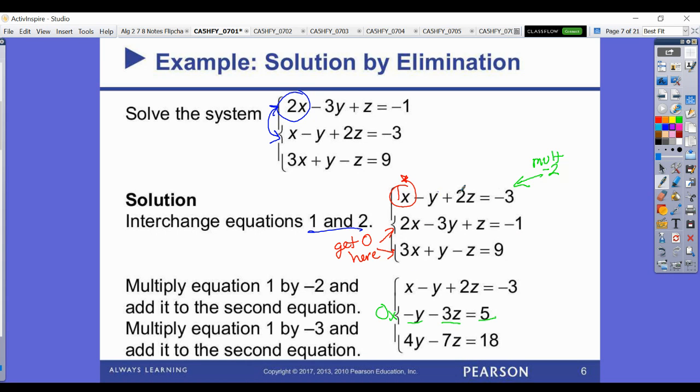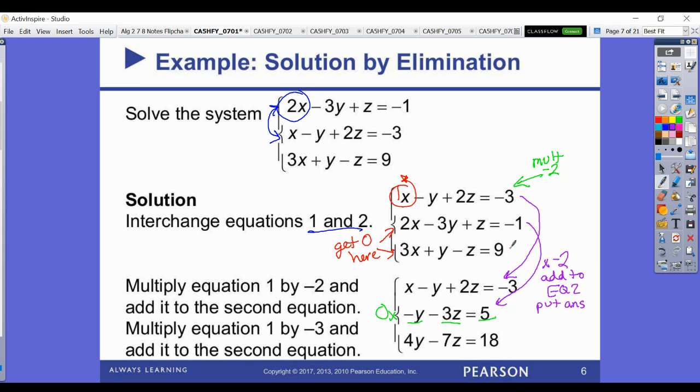All right, notice my first equation hasn't changed. This equation is this equation, not changed. This one we multiplied by -2, added it to equation 2, and replaced it and put the answer here.